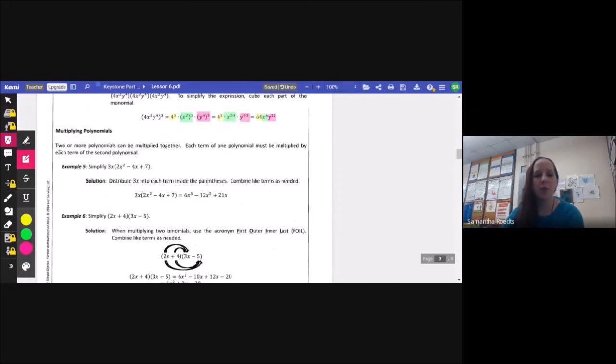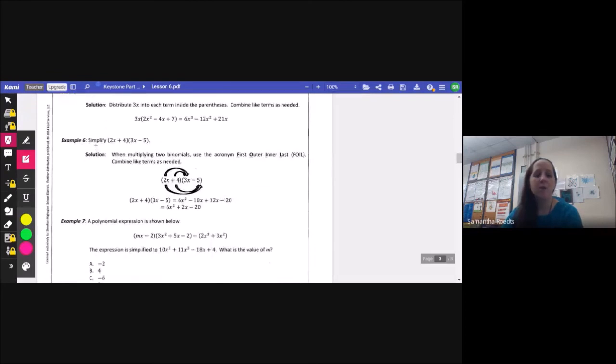Multiplying polynomials. 2 or more polynomials can be multiplied together. Each term of one polynomial must be multiplied by each term of the second polynomial. So I simplify 3x times 2x squared minus 4x plus 7. So I want to distribute this 3x to each term inside. So 3x times 2x squared is 6x to the 3rd power. 3x times negative 4x is negative 12x squared. And 3x times 7 is positive 21x.